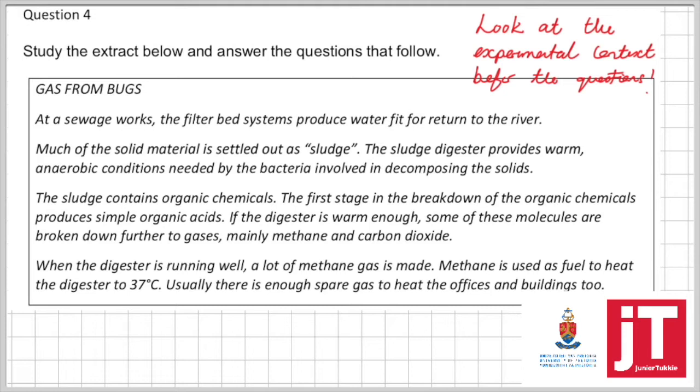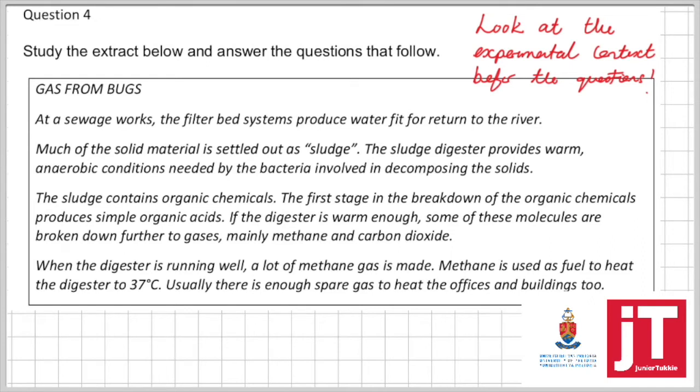Right, last paragraph. When the digester is running well, a lot of methane gas is made. Methane can be used as fuel to heat the digester to 37 degrees Celsius. So that's obviously the optimum temperature for the functioning of these bacteria in the breakdown of these organic chemicals in this sludge digester. Right, last sentence. Usually there is enough spare gas to heat the offices and buildings too. And this is obviously of the sewage works that we're referring to now.